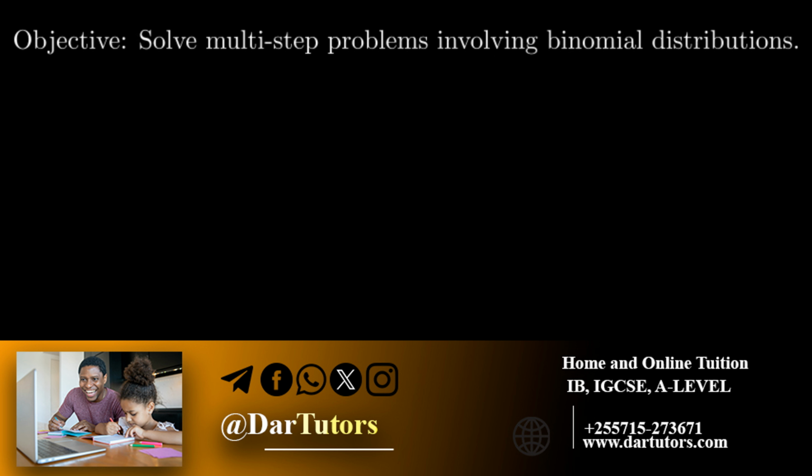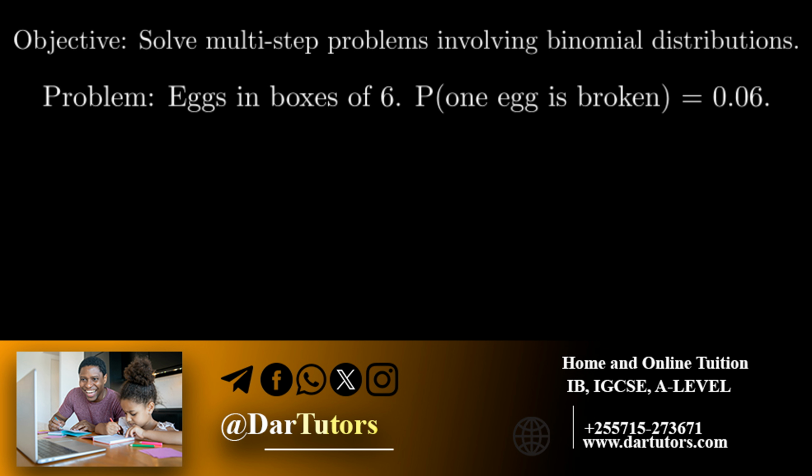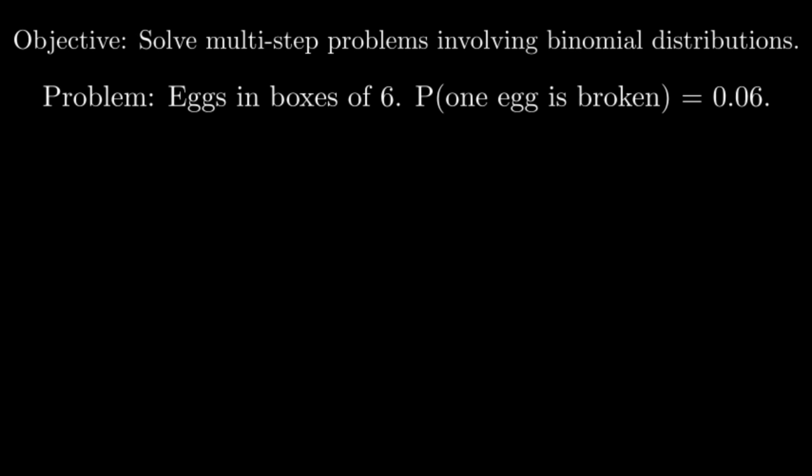Eggs are sold in boxes of 6. The probability that any single egg is broken is 0.06, and this is independent for each egg. So we have boxes of 6 eggs, and the probability an individual egg is broken is 0.06. Part A. Find the probability that a randomly selected box contains at least one broken egg. This first part is a binomial problem itself.